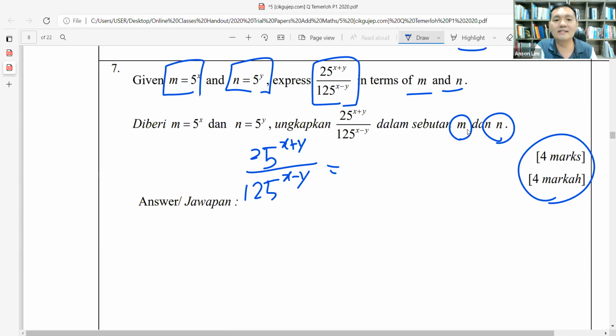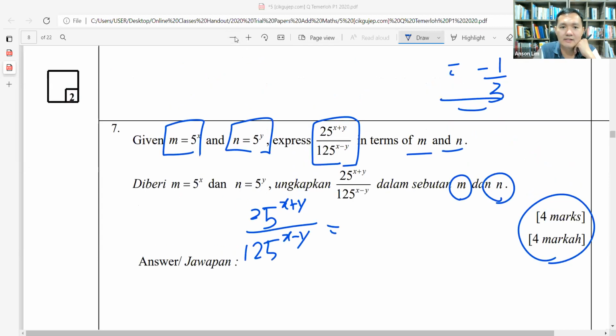So recall back indices and logarithm, this chapter, some of you still don't like, right? So when we solve this, you try to see the answer must something m plus something n, or have to relate. But they give you m is 5 power x, n is 5 power y. Oh, is it? I see. See the previous question. Oh, can.